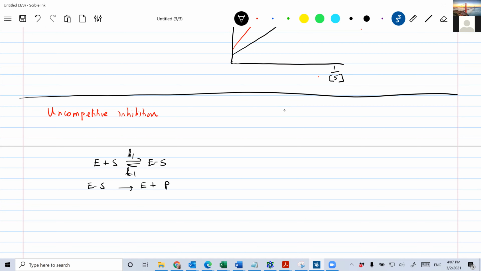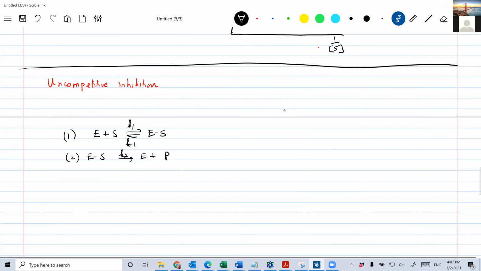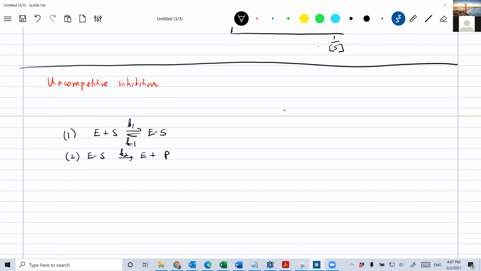For simplicity, we'll say that k2 is rate limiting. The second reaction is rate limiting, and we combine the enzyme with the formation of the enzyme-product complex, just to keep things simpler. And what actually happens is that the inhibitor I binds not to the enzyme, but to the enzyme-substrate complex reversibly, to give you an IES.